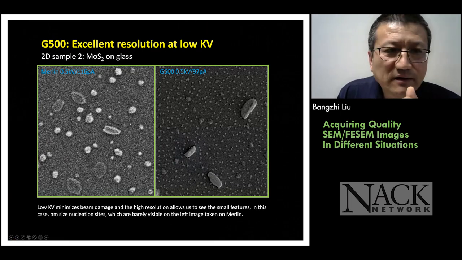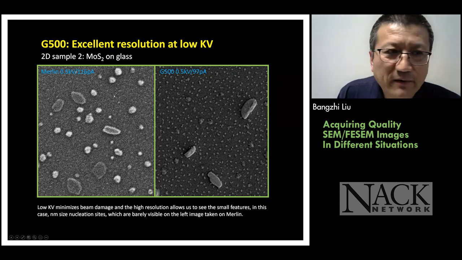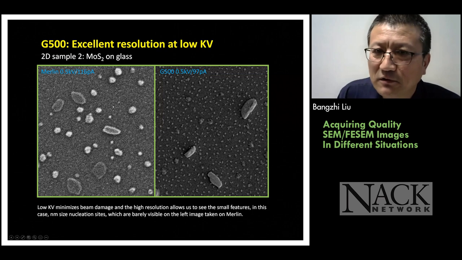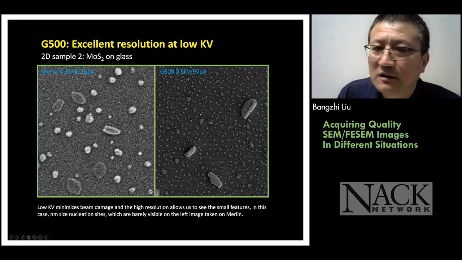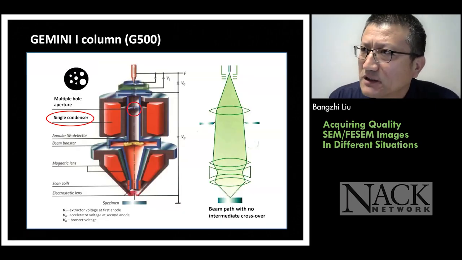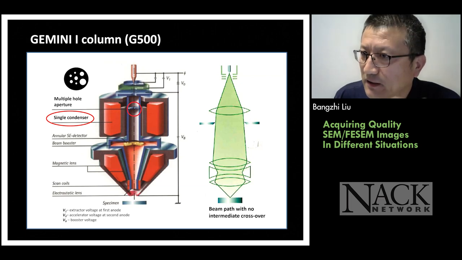Why these two? Let's compare the low kV. This one we just got a couple of years ago. It's fairly new, and that's why it can do low kV and high resolution. If you compare the Merlin and the G500 on the same sample under similar conditions for 2D material, the Merlin is not that good. The image is a little fuzzy. But on the right side, the G500 does a really good job imaging 2D material at low kV. So the Merlin and the G500 perform differently because it depends on the design of the SEM.